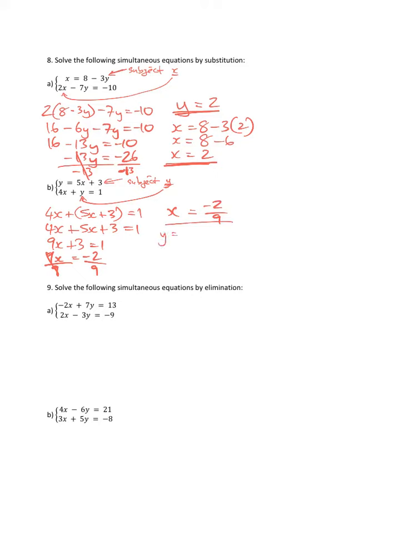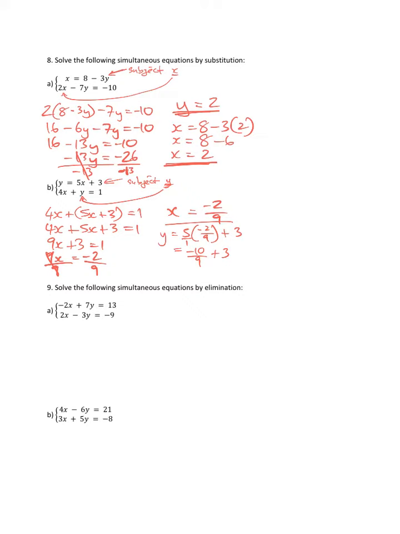That's not the solution though, because I need to know what y is. Put it into the easier equation. y is equal to 5 lots of whatever x is, negative 2 on 9, plus 3. Remembering 5 is 5 over 1. 5 times negative 2, negative 10 over 1 times 9 is 9, plus 3.